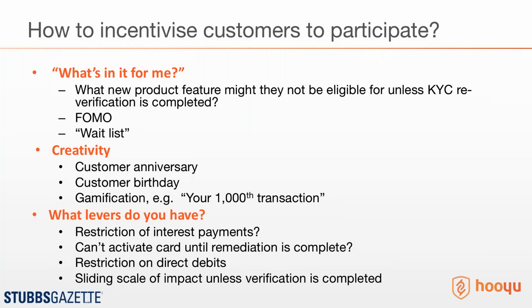So always think about the customer, and they're going to be thinking, what's in it for me? So you have to think about what you have in your toolkit that you can give them or not give them unless they go through the re-verification process. So what new product feature might they not be eligible for? Maybe it's application for the end of year ISA.